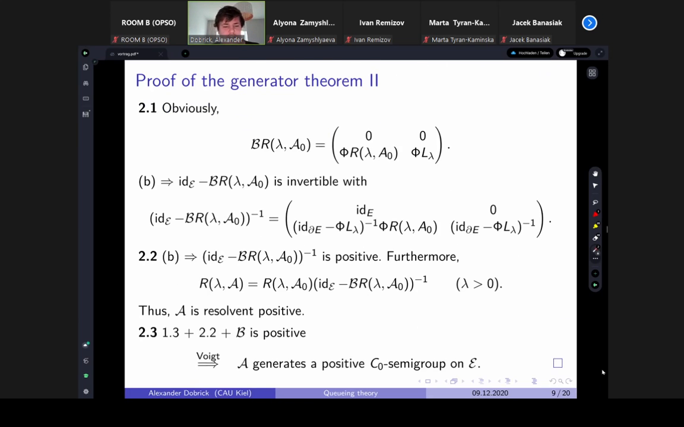Okay, and now we can just combine our findings. So we know that A naught plus B naught, which is A, is resolvent positive. We know that 𝒜 naught generates a semigroup on the product space. And we know that our perturbation is a positive operator. So Vogt's theorem just yields that this operator here generates a semigroup on the product space.